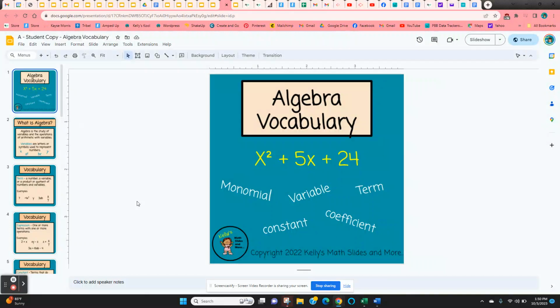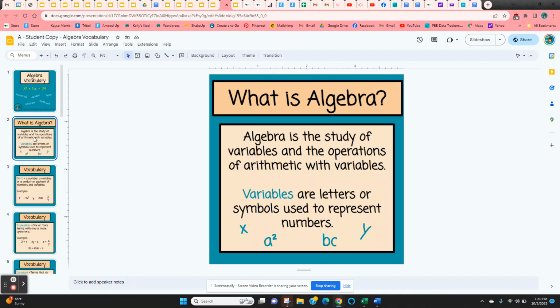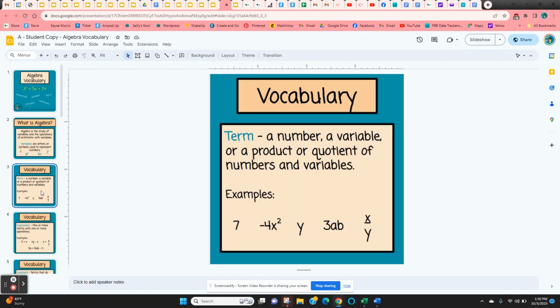Algebra vocabulary, this is a digital lesson. It starts with explaining what algebra is. It's the study of variables and the operations of arithmetic with variables. Variables are letters or symbols that are used to represent numbers. So here are some examples. All the vocabulary that they need to learn is in blue.